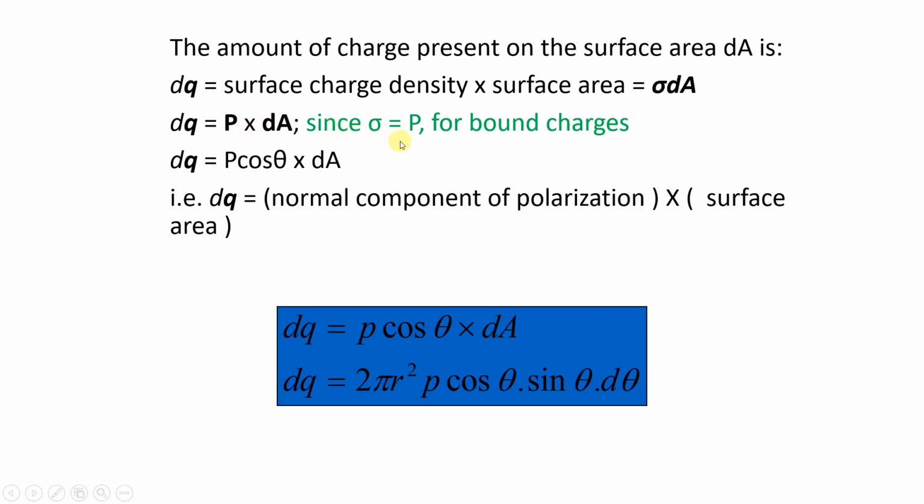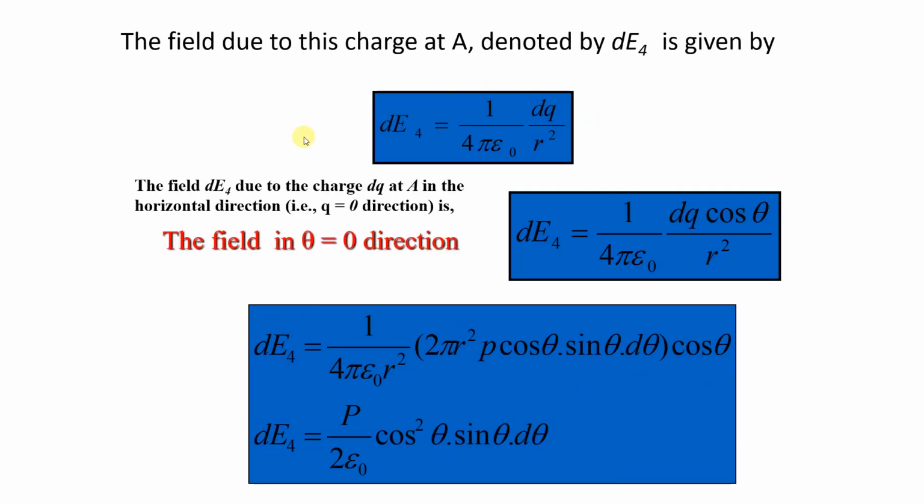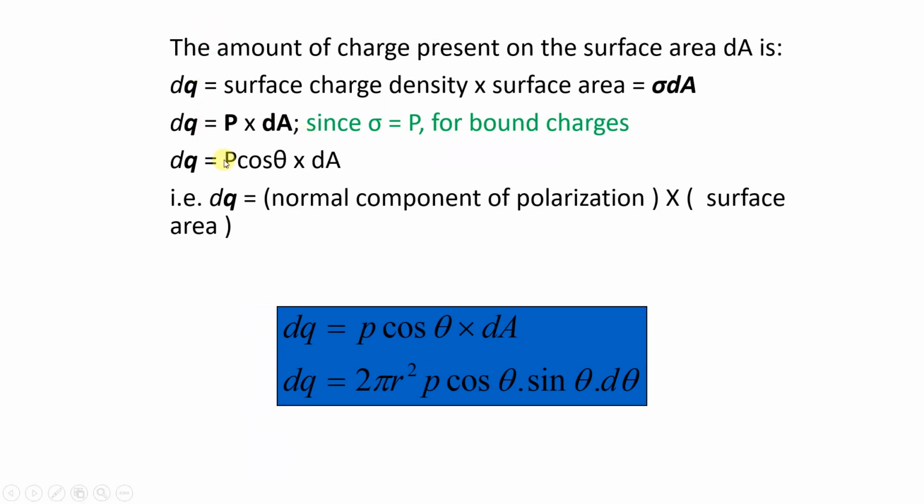Next, we are going to resolve this vector into two components. Whenever we resolve a vector into two components, we get a horizontal component and a normal component. The horizontal component is P cos theta, and the perpendicular component is P sin theta. The perpendicular components will cancel, and we get only P cos theta. So the resultant is dq equals P cos theta into dA.